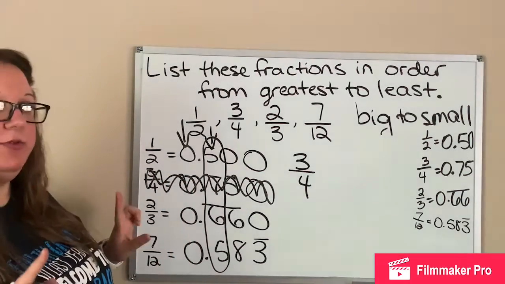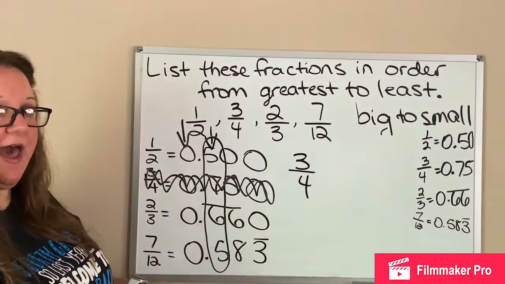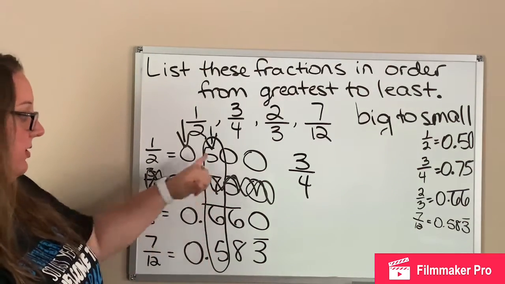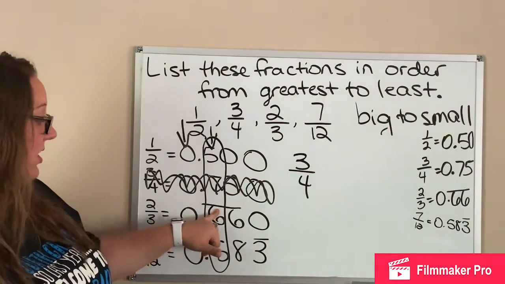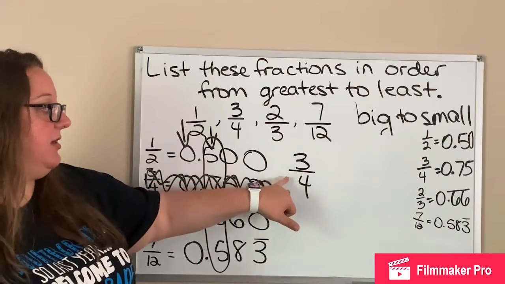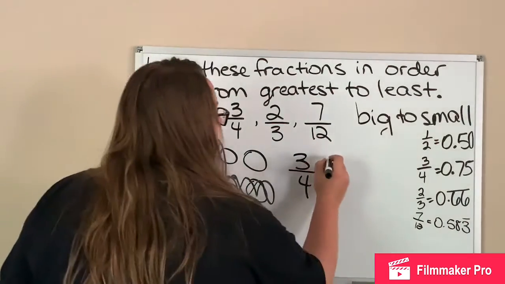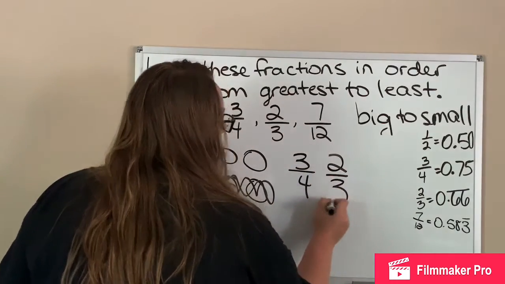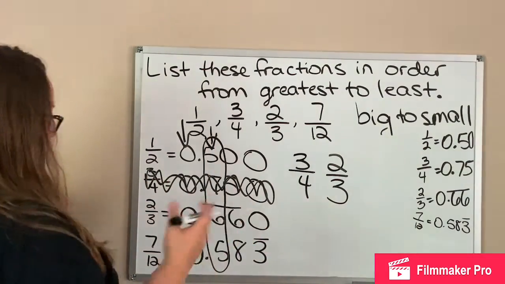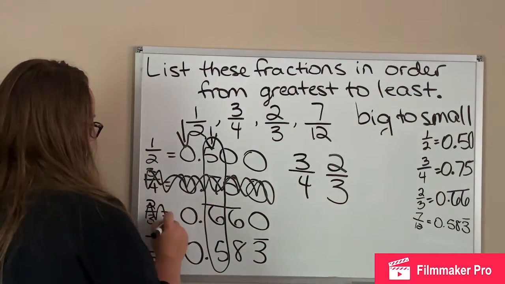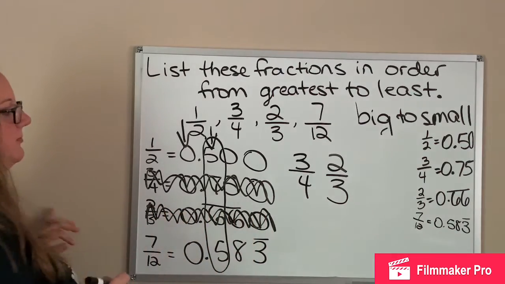All right, now I keep looking in the tenths place. Now I have a 5, a 6, and a 5. So out of those 3 numbers, which one is the biggest? It is the 6 right here. So I know that my next fraction, my next smallest one next to 3/4, is 2/3. So 3/4 is my biggest, and then 2/3 is the next. We're going down in order. We're decreasing in order. So I've used this one. I don't need this one anymore.